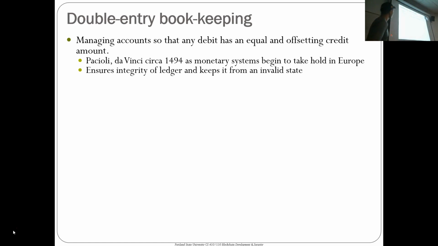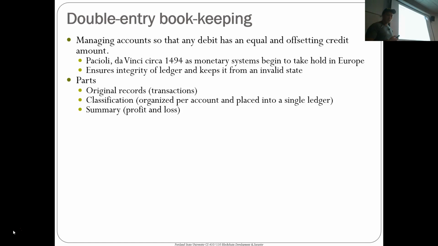Another thing that's important is this notion of double entry bookkeeping. The idea of this is to manage accounts so that any of the debits have equal and offsetting credits. And this is to make sure that everything has been accounted for on a balance sheet. If any of you eventually go into an MBA and then maybe take an accounting class, this is sort of the heart of accounting. This was developed in the 1400s, and it ensures the integrity of the ledger. So it ensures that all the money has been accounted for in a system.